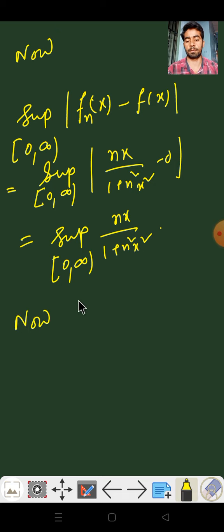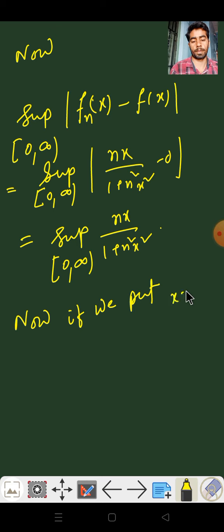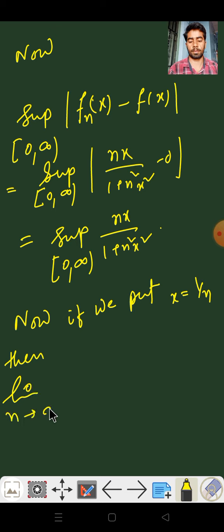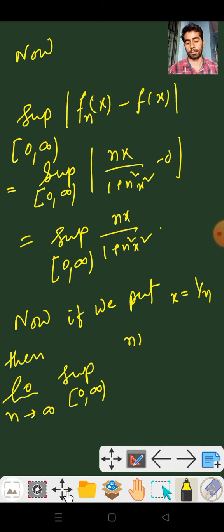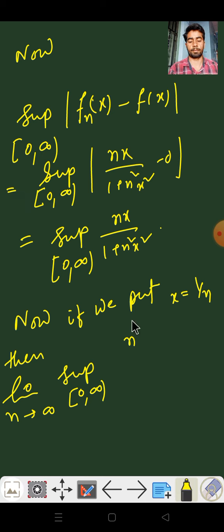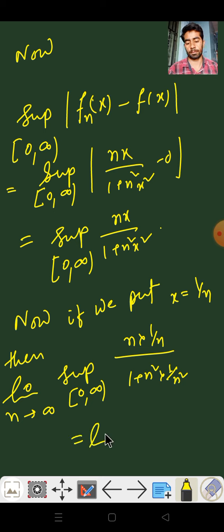Now, if we put x equals 1 by n, then limit as n tends to infinity of the supremum becomes n into 1 by n divided by 1 plus n square times 1 upon n square, which equals limit as n tends to infinity of 1 upon 1 plus 1, which is equal to half.